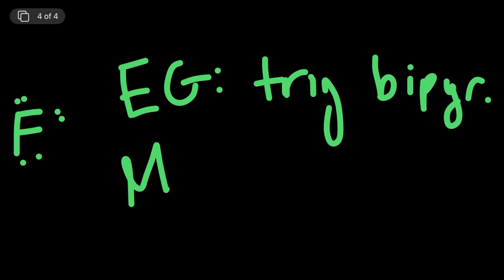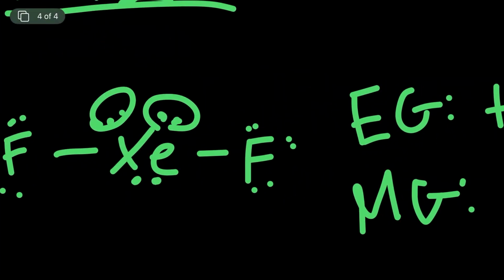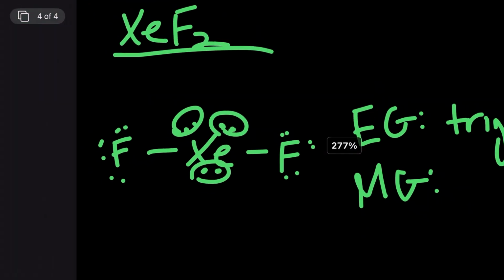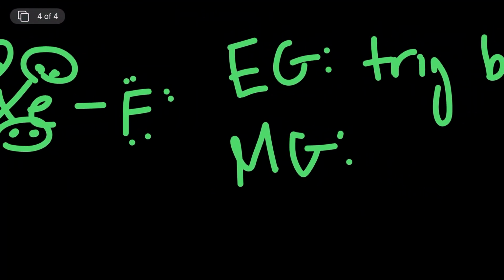For molecular geometry, in this case, once again, it's a little more complex, but this time we have 1, 2, 3 lone pairs around the central atom. And when you have these 3 lone pairs, you're going to get a linear structure, a linear molecular geometry.